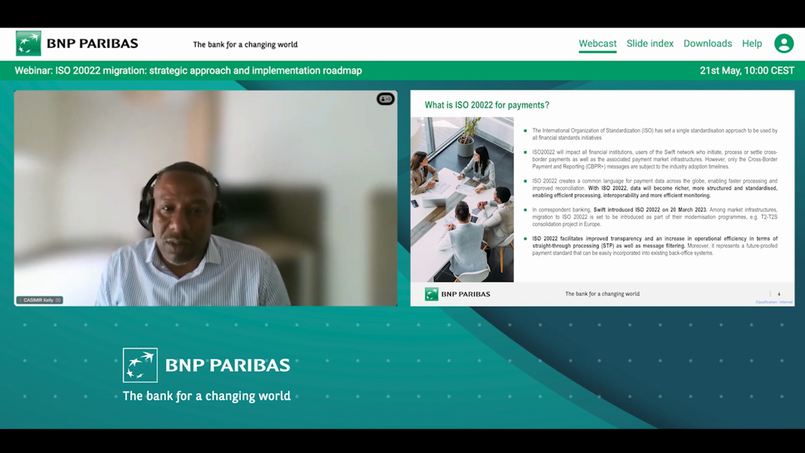The migration officially started in March 2023, and we are currently in a coexistence phase where both MT and ISO 20022 messages are accepted. For financial institutions, this means adapting both their systems and operations, upgrading payment and reporting platforms, ensuring compliance with new data requirements, and closely coordinating with partners and providers to ensure a smooth transition.